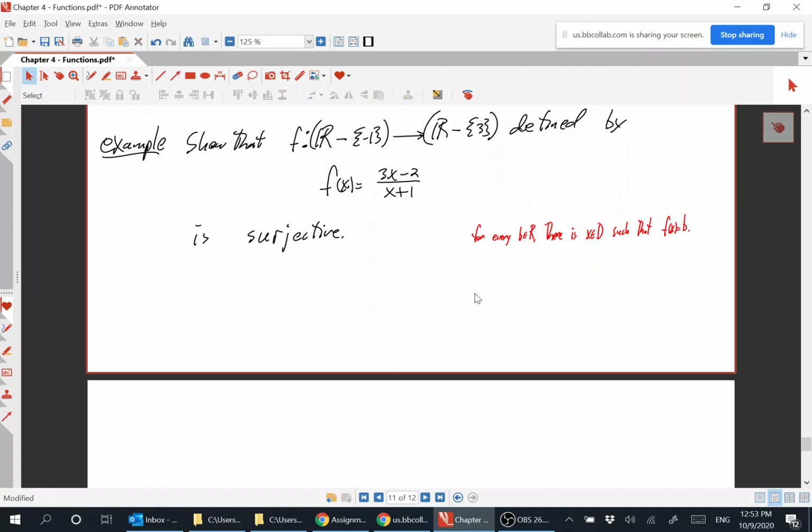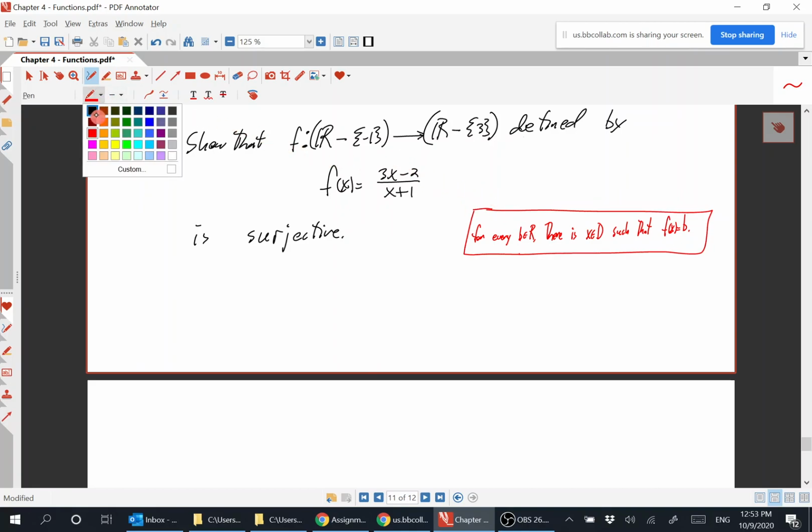For every b in the range, there is x in the domain such that f of x is equal to b. That is the definition of f being surjective.